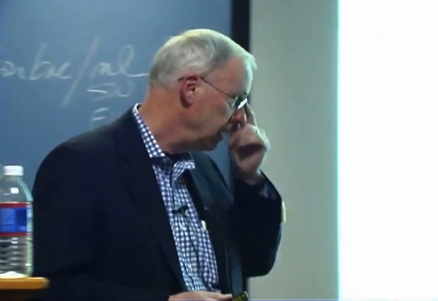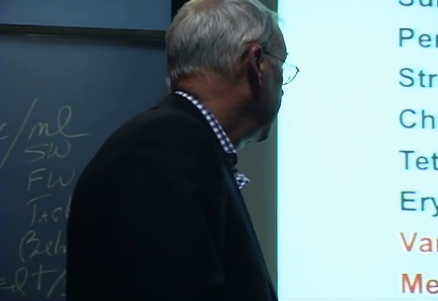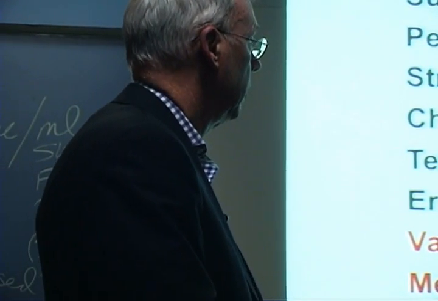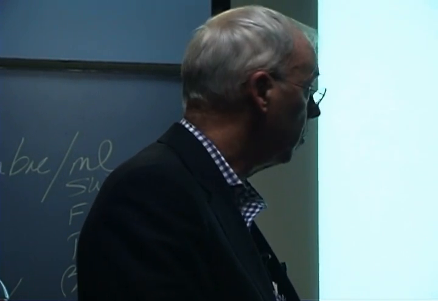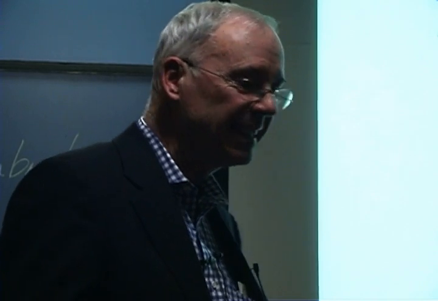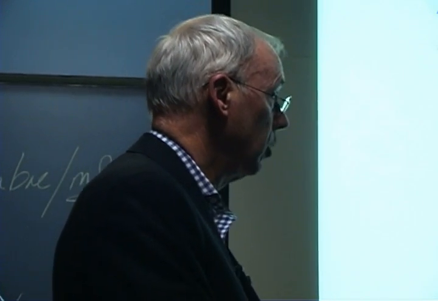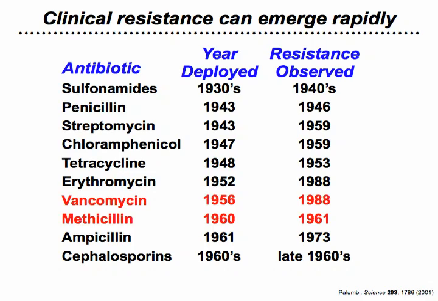And here's a table taken from an article in Science at the beginning of this decade, in which the author was saying, let's look at the year in which an antibiotic was widely deployed clinically and then the first reports of significant clinical resistance in human patients such that antibiotic treatment failed. And here's penicillin, first deployed in '43 and problematic within 3 years.